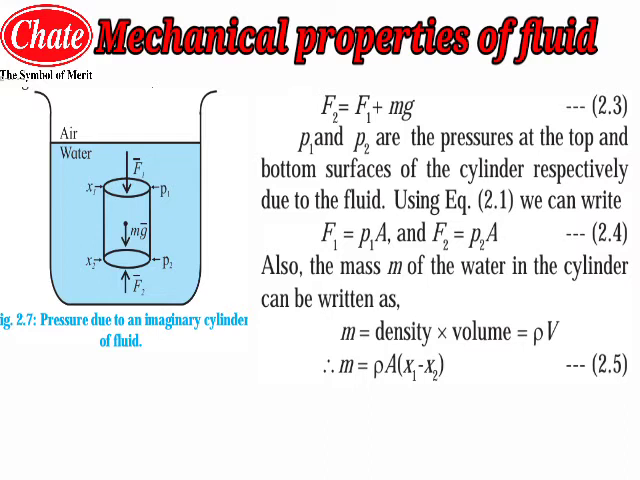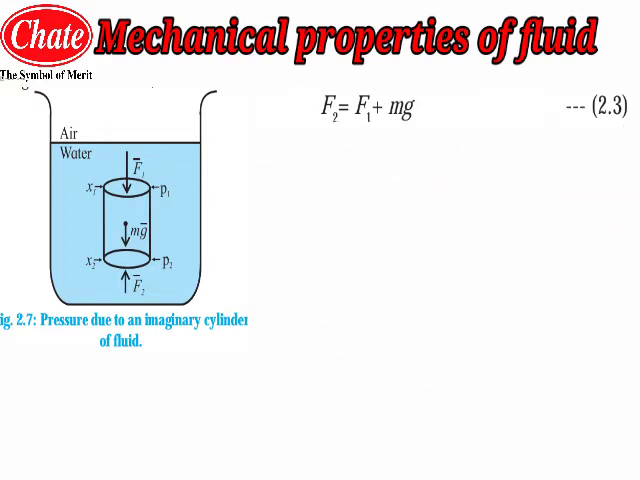But before that, we have calculated the value of m also, which is mass, nothing but density into volume, which will be rho into V. Further, m will be rho into A into h, which may be written as x1 minus x2. So the total value of m will be rho into A into (x1 minus x2). These three values we will put into the equation. Then we can obtain the original equation.